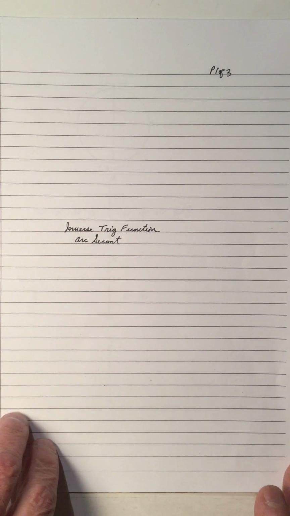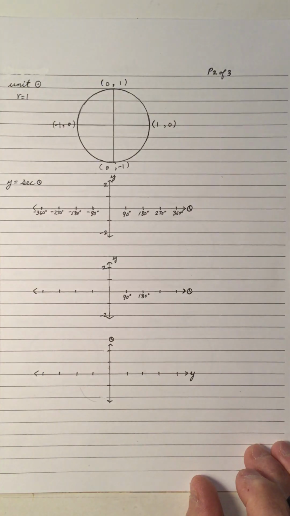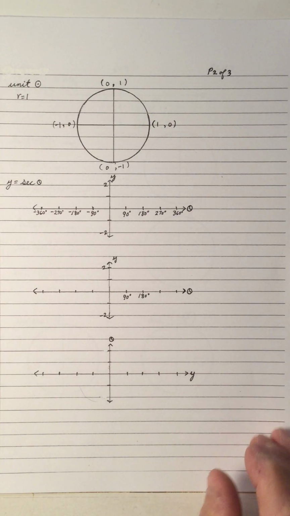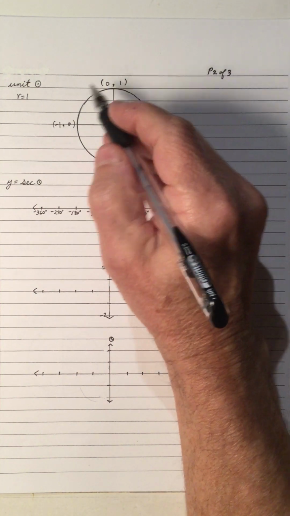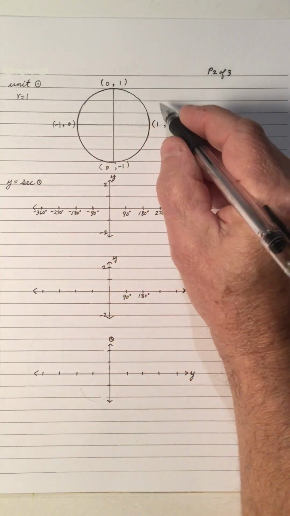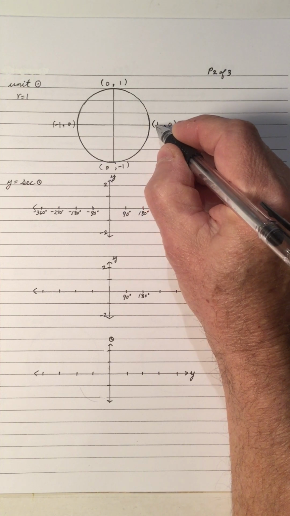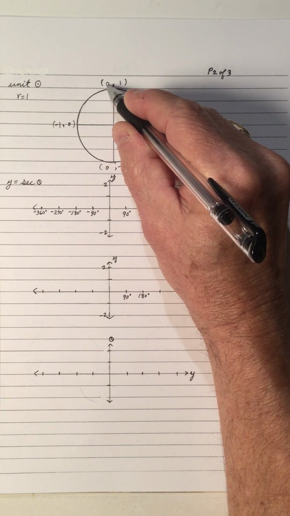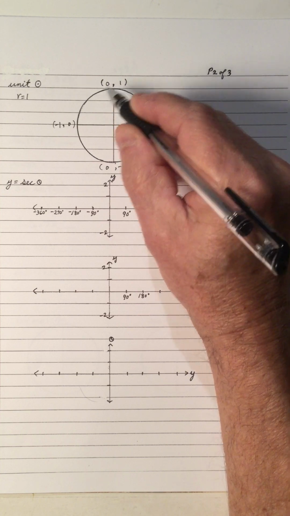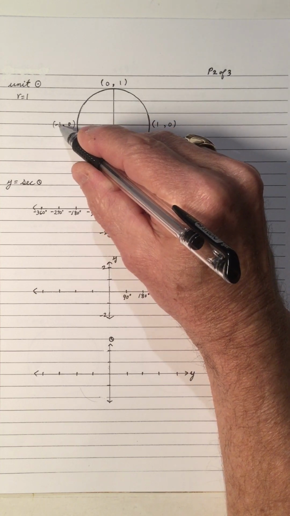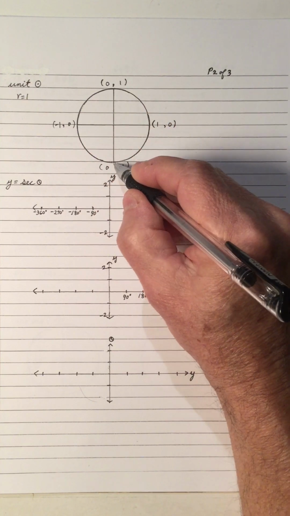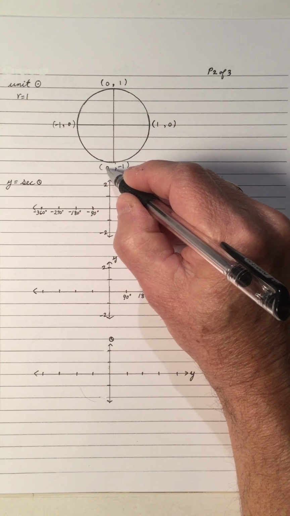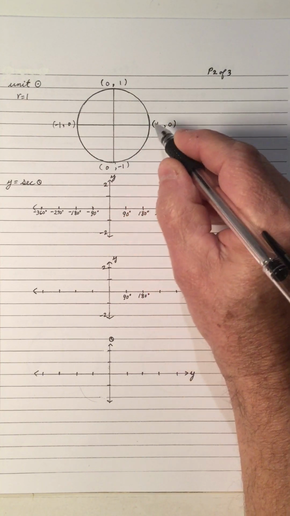Hi, and welcome to my video on inverse trig functions, and this video is on arc secant, which is the reciprocal of cos. And as in all previous videos, we have a unit circle whose radius is 1. At 0, x is 1, y is 0. At 90, x is 0, y is 1. At 180, x is negative 1, y is 0. And at 270, x is 0, y is negative 1.